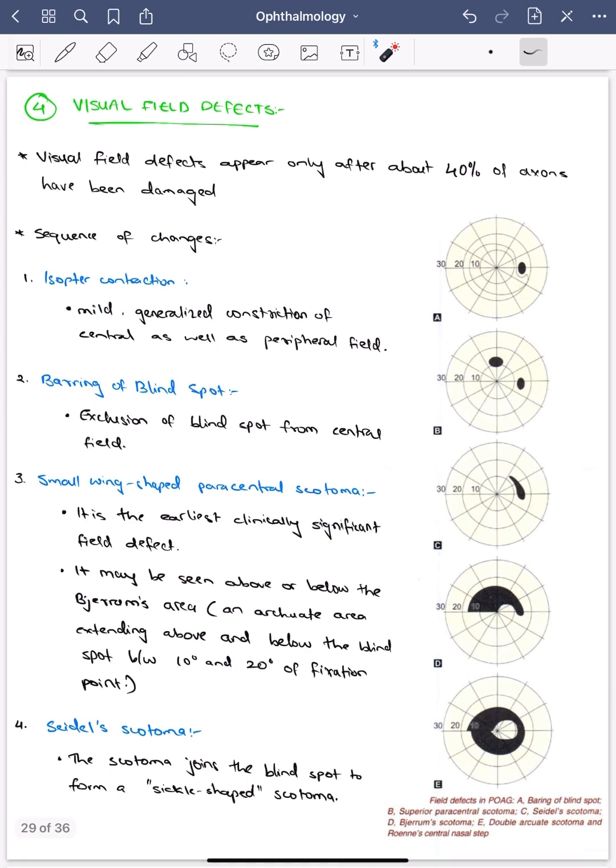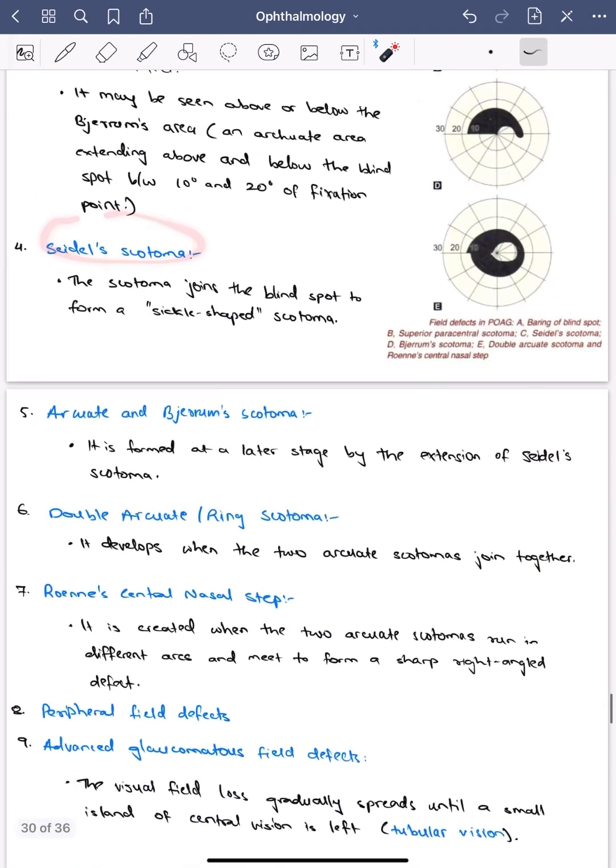Again for revision: isopter contraction, baring of blind spot, small wing shaped paracentral scotoma, the Seidel's scotoma, arcuate or the Bjerrum scotoma, the double arcuate or ring scotoma, Rønne's nasal step, peripheral field defects, advanced glaucomatous field defects, that is tubular vision.